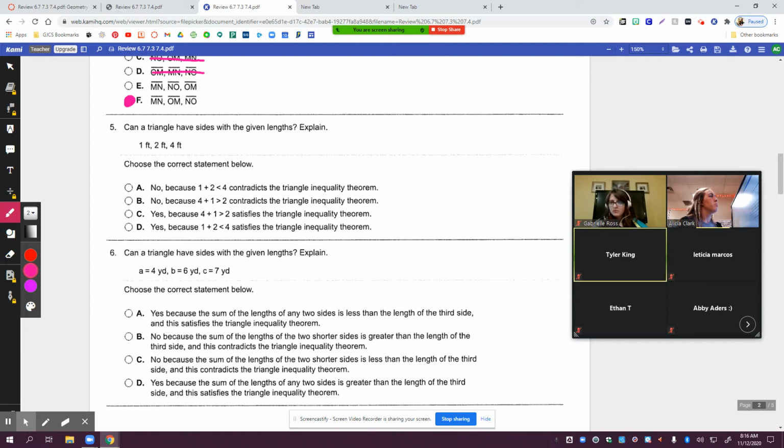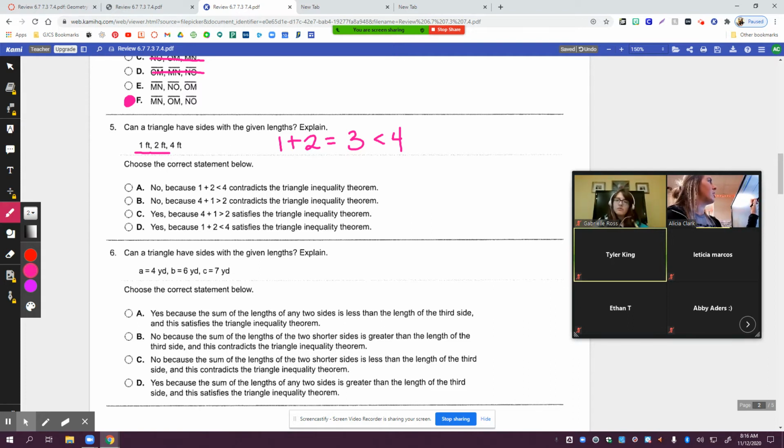More triangle inequality theorem for 5 and 6. If you're looking at the sides, the two short sides, 1 and 2, and I add those up, that's going to give me 3. 3 is less than 4. For it to be a triangle, we need it to be greater than 4. So this is not going to make a triangle.